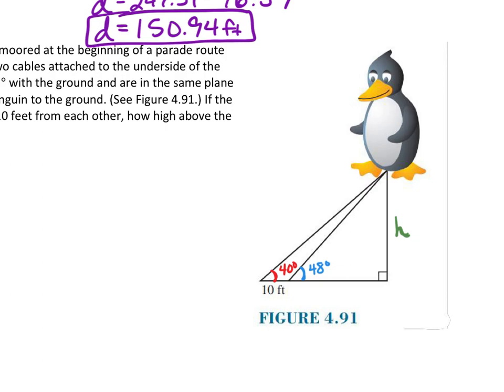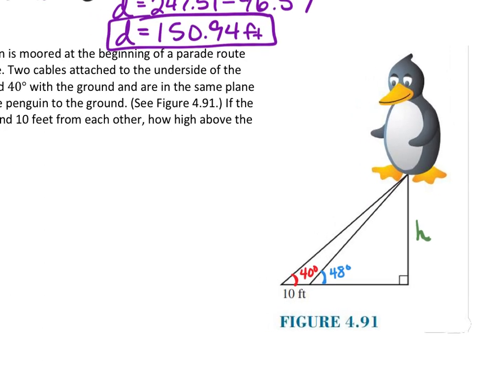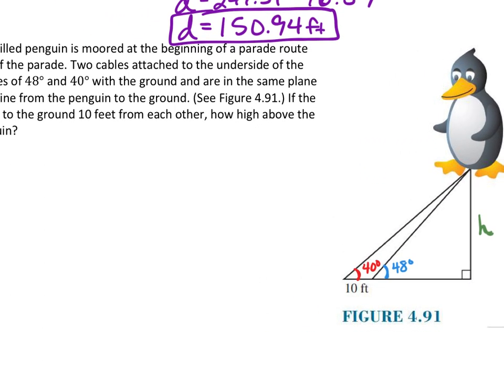Let's set up our tangents the way we had been doing. If I was using the blue angle, the tangent of 48 degrees would be equal to the opposite, which I've labeled h, for height, over the adjacent, which is going to be this distance right here. We'll label it x. That's two variables in one equation. I can't solve it yet.